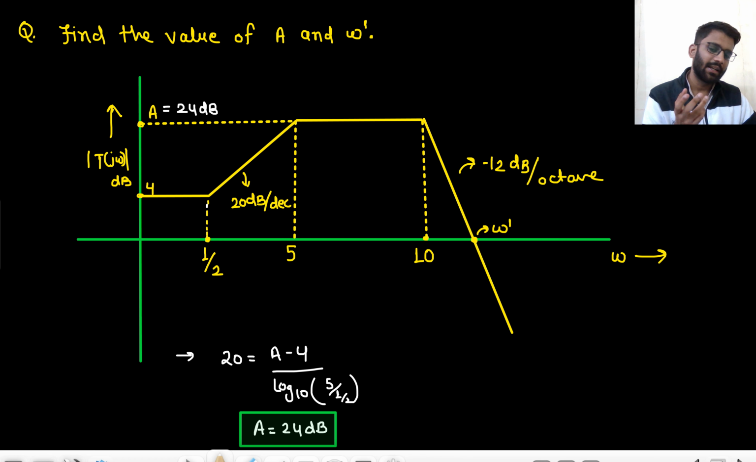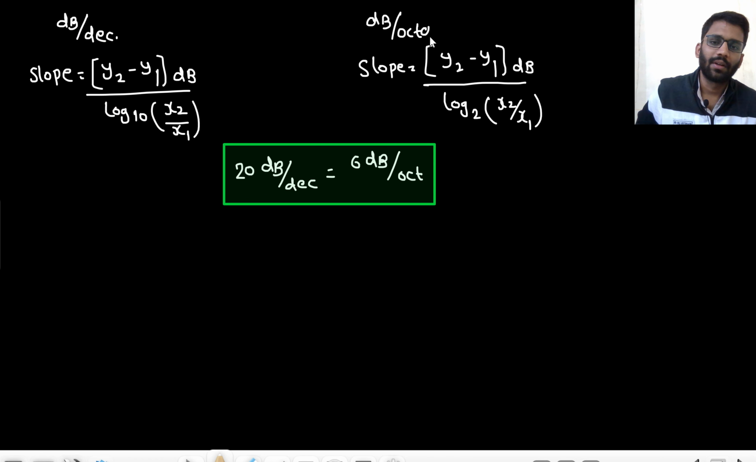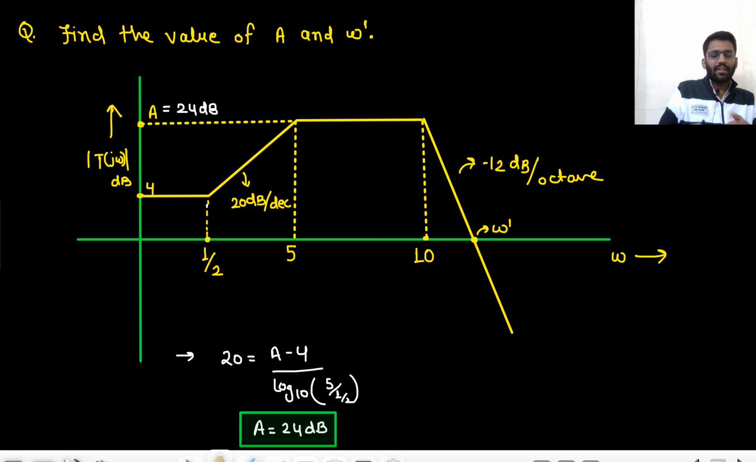Now, what does dB per octave mean? In the case of a decade, if you are going from 1 by 2 to 5, that means a 10x growth is there, and then your gain will be 20 dB more. Octave means twice. If you are going from 10 to 20, you will lose 12 dB. If you are going from 20 to 40, you will lose 12 more. That means going from 10 to 40, you will lose 24 dB. Are you getting my point? What is an octave? In the case of dB per decade, it means a 10x growth.